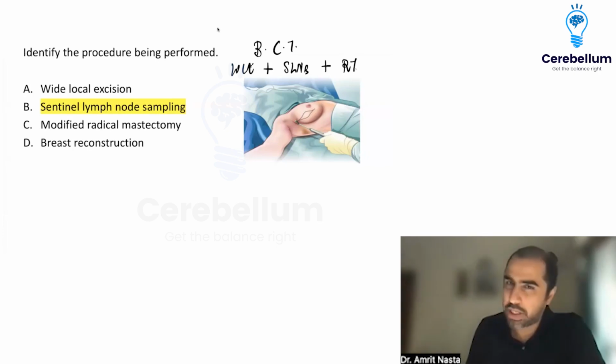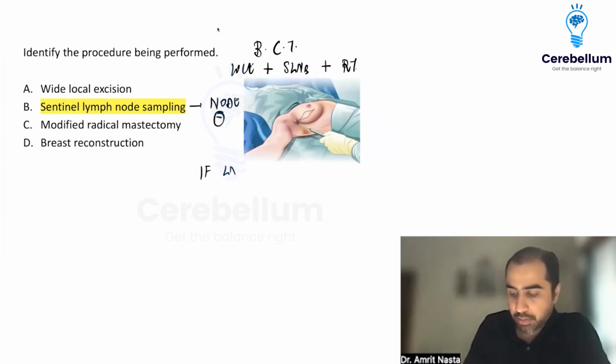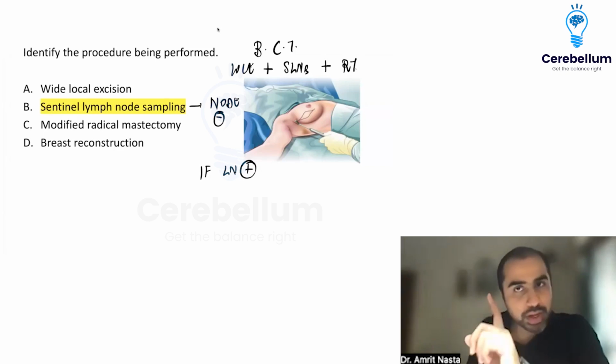No, that's not what I've taught you. Excellent, Dr. Shah. Node negative patients. So sentinel lymph node sampling is done if the person is clinically node negative, or no lymph node is palpable. If a lymph node is palpable, what will you do? If the node is enlarged, then what will you do? Then we will not do sentinel lymph node biopsy.